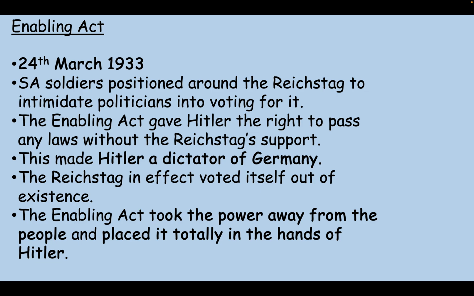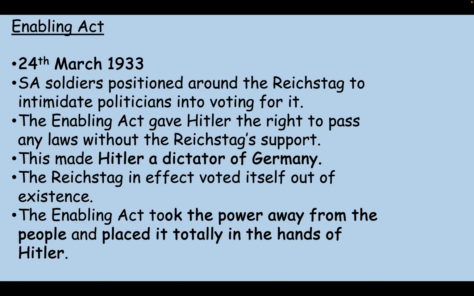Soon after, on the 24th of March 1933, Hitler passes the Enabling Act. Now, the Enabling Act is what Hitler has been working towards. The Enabling Act gives Hitler the right to pass any laws without the support of the Reichstag. So in essence, it means that he doesn't need the agreement of other politicians. He can simply make laws without the Reichstag's approval. So on the 24th of March 1933, the politicians go into the Reichstag to vote. Hitler places SA soldiers all around the Reichstag to intimidate the politicians into voting for it.